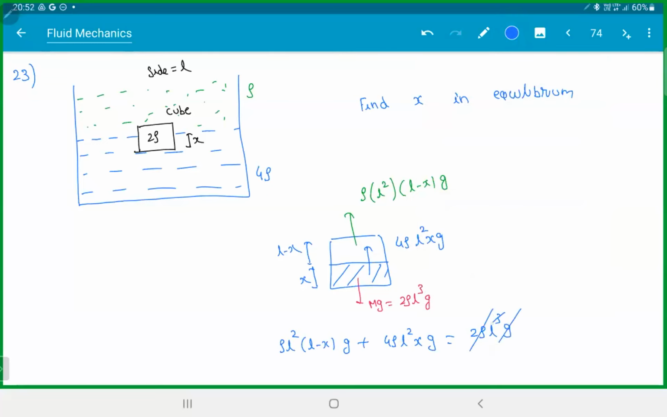Cancel rho g L square. L minus x plus 4x is equal to 2L. X is equal to L by 3. Easy? So there are two buoyant forces, the upper one and the lower one, and then just finish it up. Check. Any doubts on this? All got this?